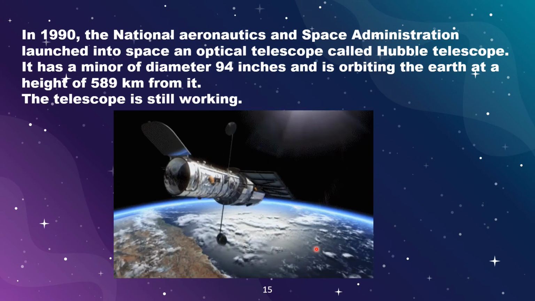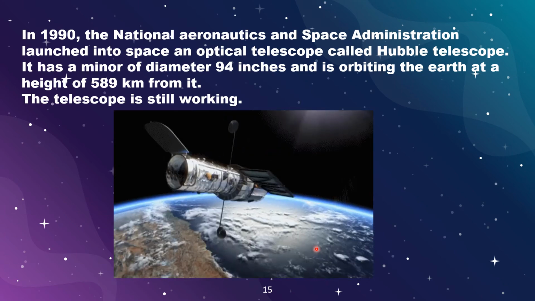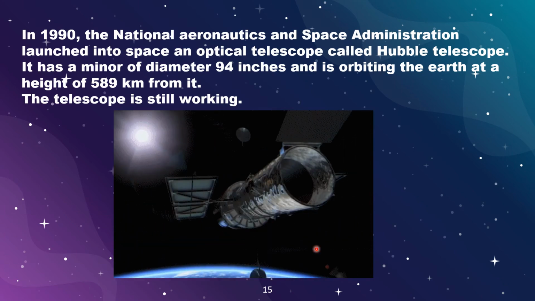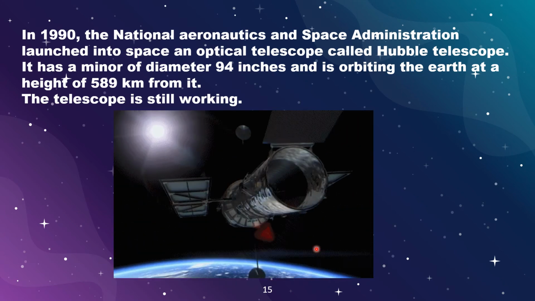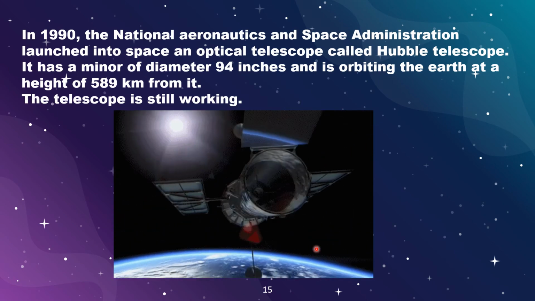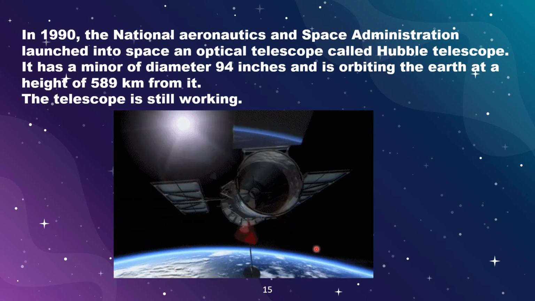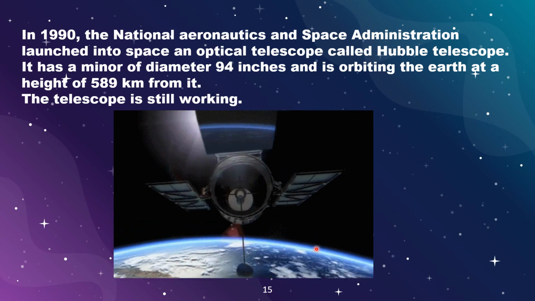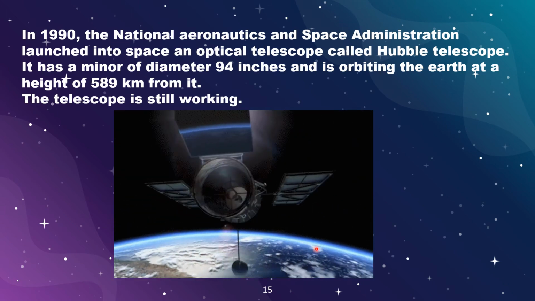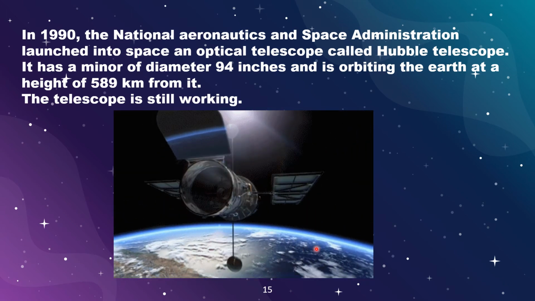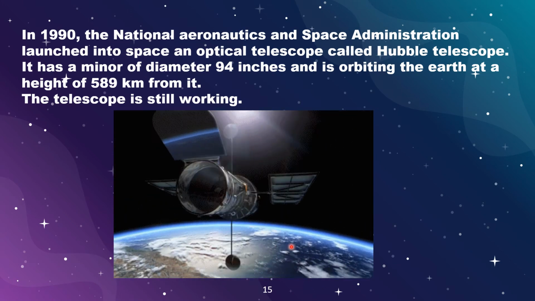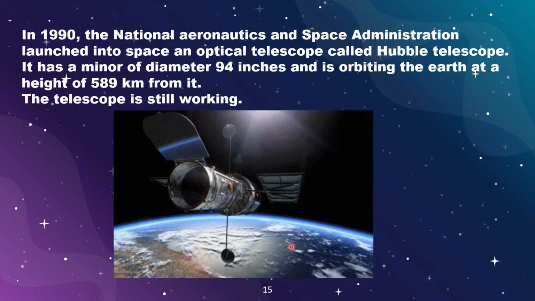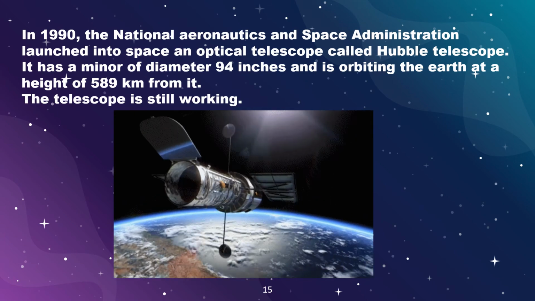The Hubble telescope takes pictures of planets, stars and galaxies. The Hubble telescope is named after an astronomer named Edwin Hubble. Edwin Hubble made important discoveries about the universe in the early 1900s. The Hubble telescope is still in operation for more than 25 years.